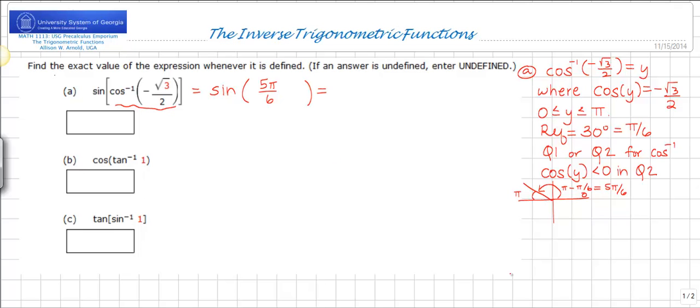All right, now we know that the sine of 5 pi over 6 is related to knowing the sine of pi over 6. We know that the sine of pi over 6 is 1/2. We know that in quadrant 2, sine should be positive. So sine of 5 pi over 6 will be positive 1/2.